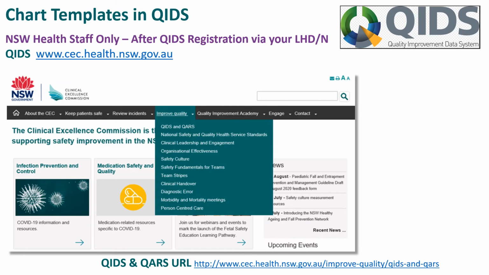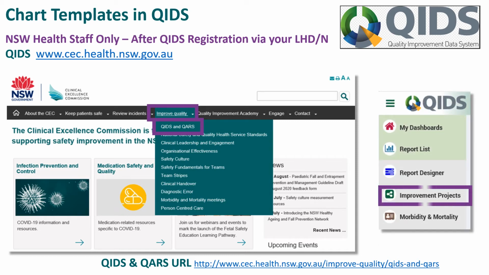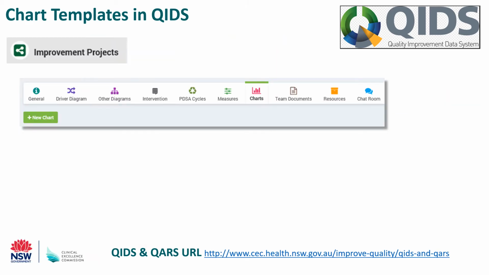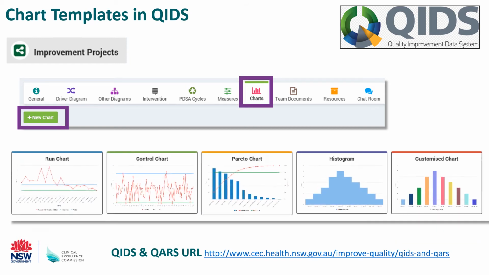For New South Wales Health staff, there's a system that you could use to create charts. This is called the QIDS system or the Quality Improvement Data System, and you'll need to be registered to use this system via your LHD or network. You can find the login through Quality Improvement and then go to the QIDS and QAS section on the CEC website. When you're into the QIDS system, you need to click on Improvement Projects, and that will take you through to the chart templates. When you're in the Quality Improvement section in QIDS, you click on Charts and New Chart, and up will come a range of charts that you can choose from, such as a run chart, control chart, Pareto chart, histogram, or a customized chart.